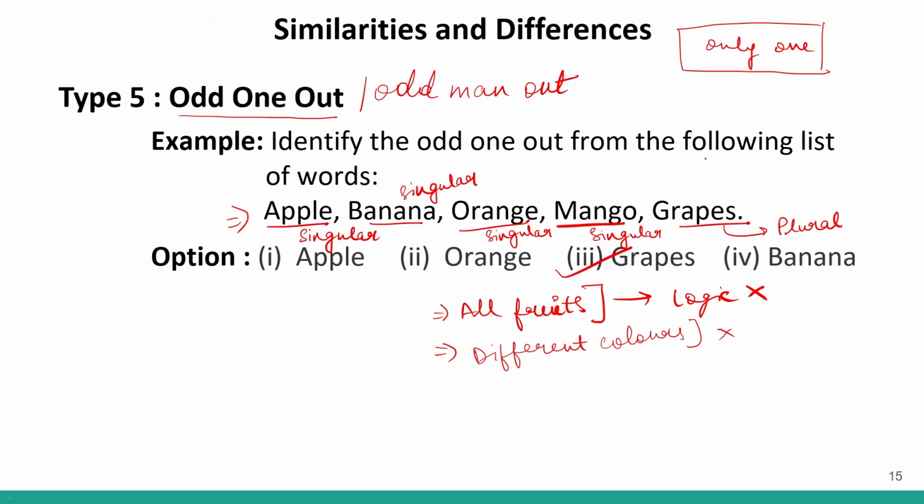So first, identify the logic that is being used to separate or to odd one out the element. So in this case, the logic was singular and plural terms. This was the logic that was used. So first identify the logic that is being used and then answer the question accordingly.